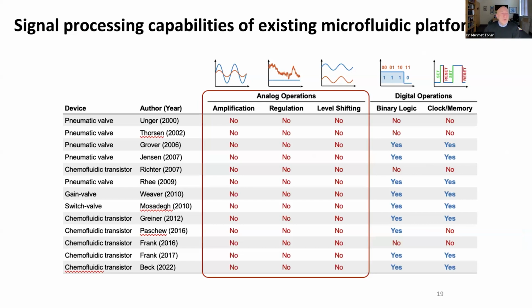Occasionally, some digital operations like chemosystem and switch valve transistors are built for digital operations, but not for analog operations. So that's not a true transistor.